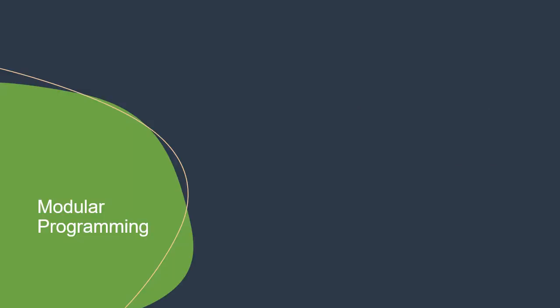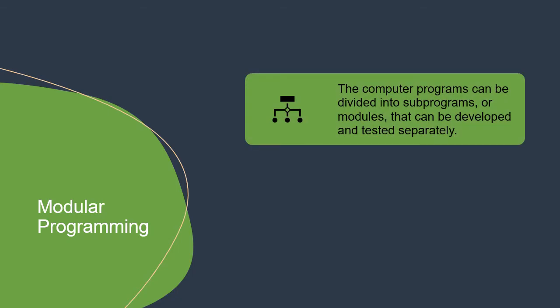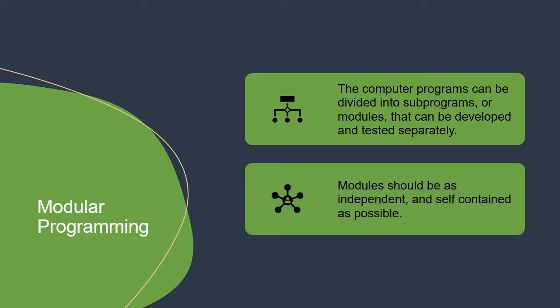Next is modular programming. This is an approach where computer programs can be divided into subprograms or modules that can be developed and tested separately. The most important attribute of modules is that they be as independent and self-contained as possible. In addition, they are typically designed to perform a specific, well-defined function and have one entry and one exit point. As such, they are usually short and highly focused.